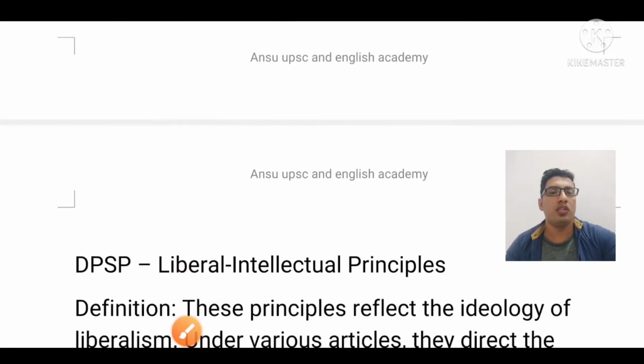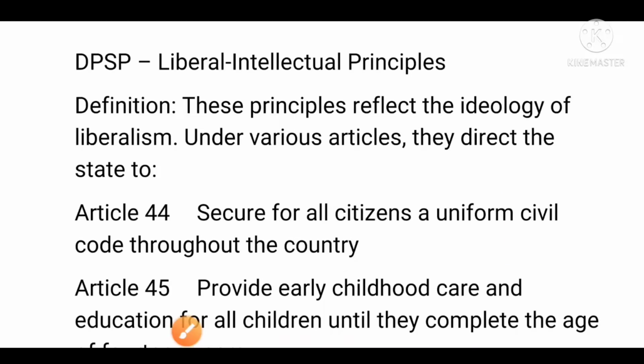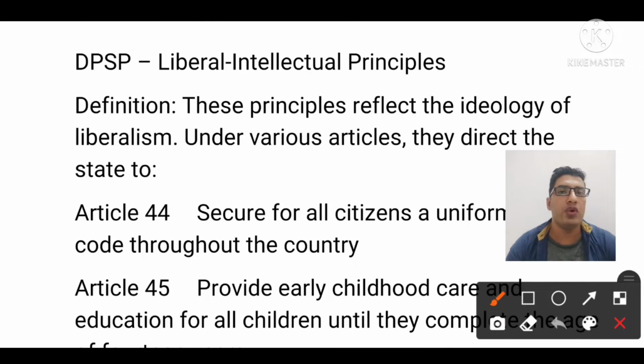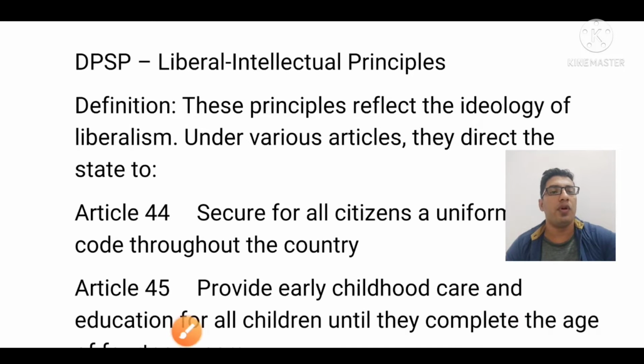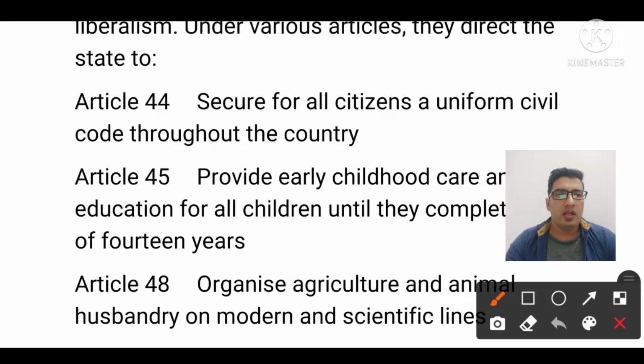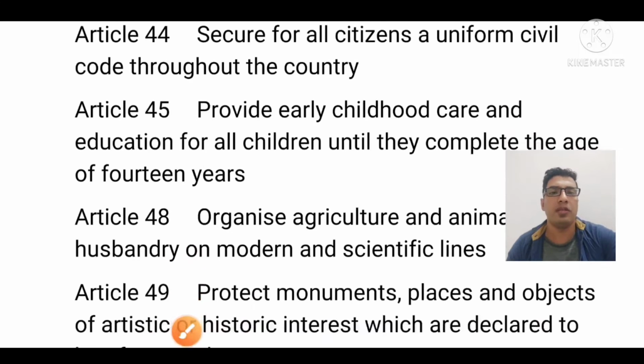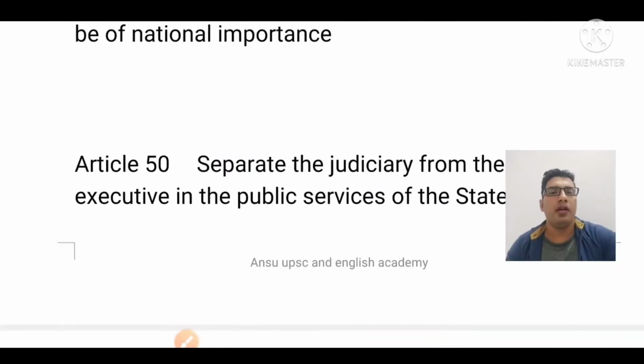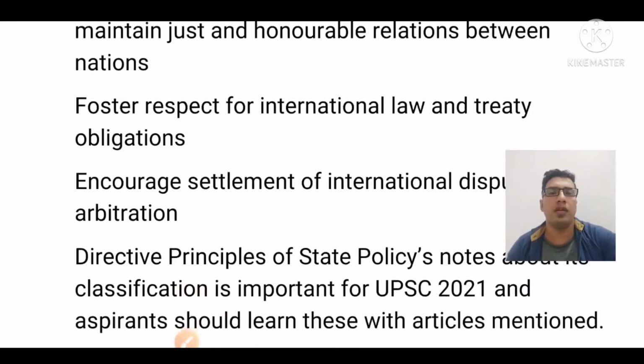Article 48, cow slaughter is prohibited. And the liberal intellectual principles definition: these principles reflect the ideology of liberalism under various articles. They direct the state to Article 44, Uniform Civil Code. I will talk about the Uniform Civil Code in a further video. And the Uniform Civil Code is right now, you might have seen in the news, like in UP, so many people are against intercaste marriage. In Haryana, you might find so many examples like that. Even Article 45 comes under the liberal principles, and 48, 49 and 50. 51 comes under liberal DPSP.